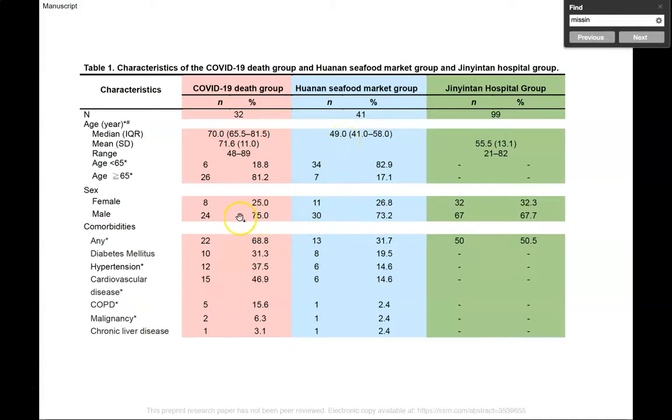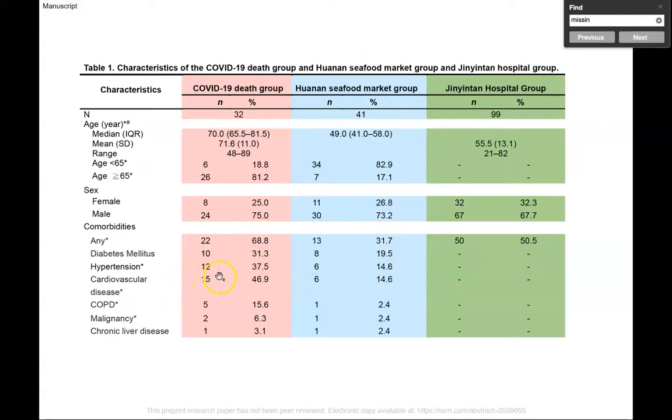Most of the people in both studies were men. So people who got sick at the seafood place were guys. People that got sick and died at the hospital were guys. We see any morbidities, having any other type of condition, being much higher, 68% versus 31.7% in the seafood market group.